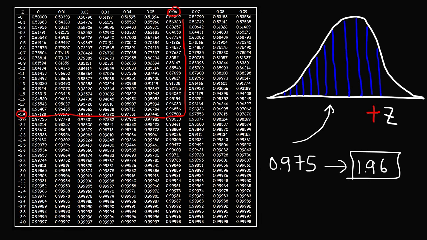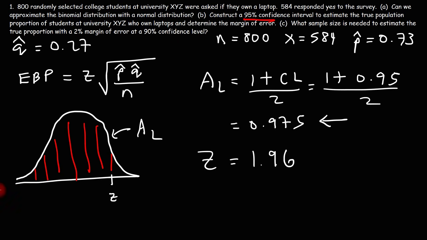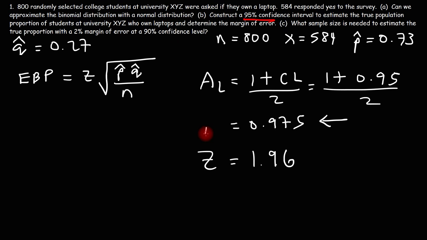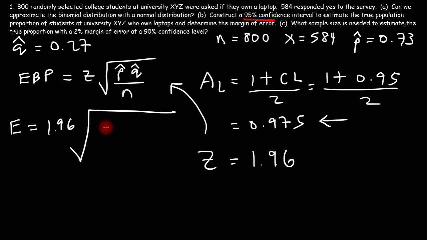So that's how you could use the positive z-score table to find the z-score if you know the area, which you can calculate given the confidence level. So now that we have the z-value, let's plug it all in to this formula. So instead of writing EBP, I'm just going to write E for the margin of error. So our z-value is 1.96, p hat is 0.73, q hat is 0.27, and the sample size is 800. So go ahead and plug this into your calculator.